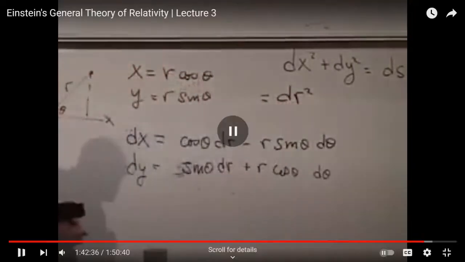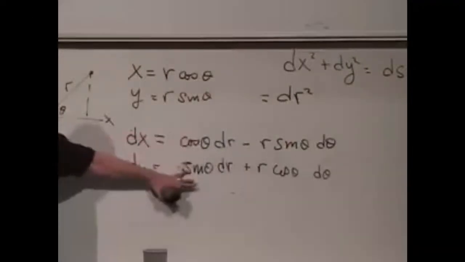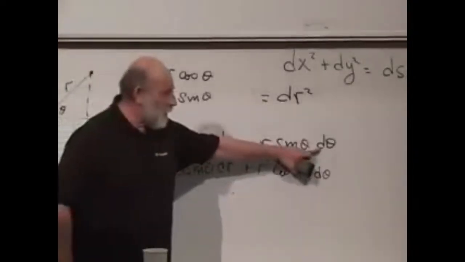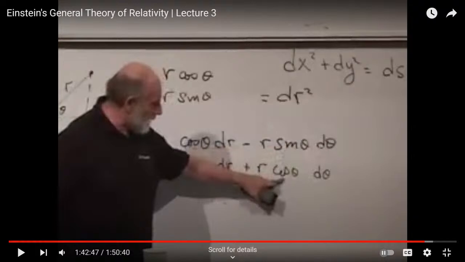That's easy. It's just gotten by squaring this term and squaring this term and adding them together. Then there's going to be another term which comes with d theta squared. It'll also have sine squared, cosine squared, and r squared. So it's just r squared d theta squared.